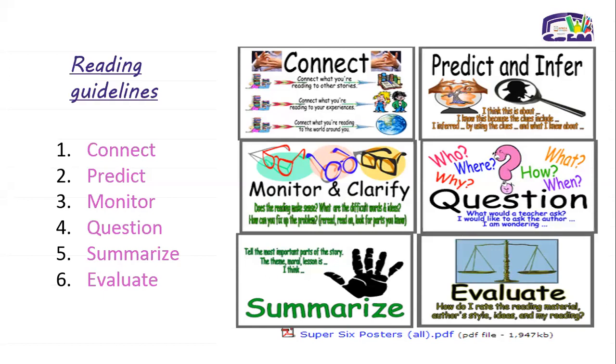So you connect it to the current information that's happening at the moment. After you make these connections, you start to predict and infer. Predict is the second guideline for reading. When you predict, you ask yourself questions like, I think this is about, or I know this because I heard about it before, or I inferred, and you use clues to find out what you think the information or the story is about.